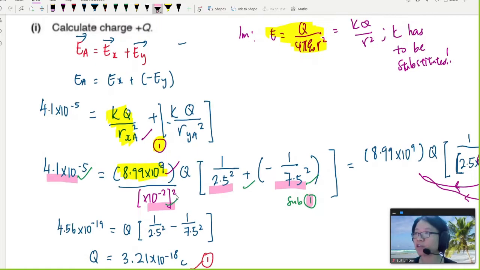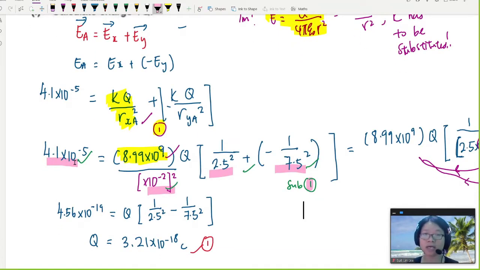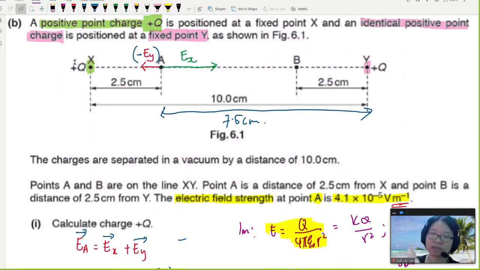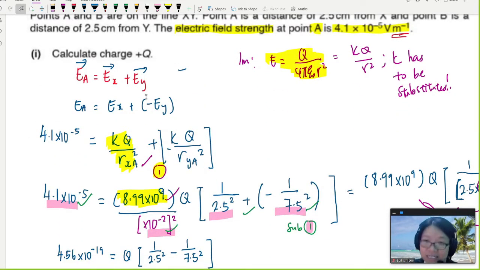You are given a value and you're expected to know that because both charges have the same magnitude, the electric field will be pointing in a different direction in between both charges. Okay, so sorry, not same magnitude, same polarity. The electric field must be pointing in opposite direction. Same polarity, opposite direction. That's why we have to minus the field.